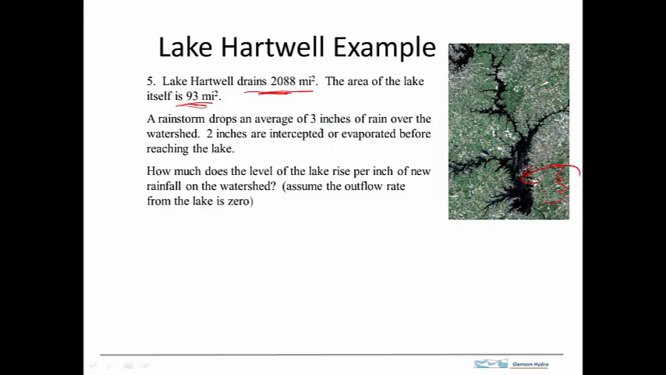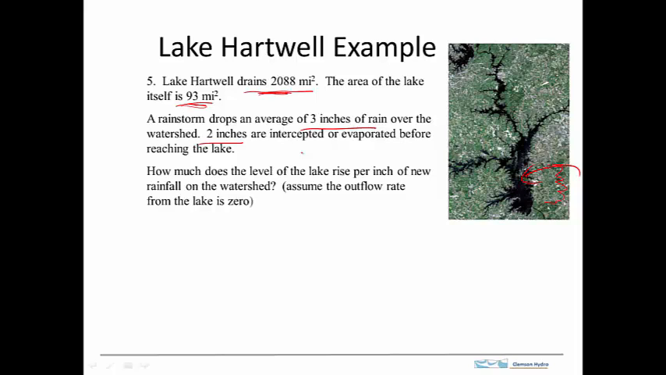So we have a rainfall of 3 inches, and 2 inches of that are intercepted or evaporated. 2/3, which is about a typical amount of ET, but 1/3 of the rainfall, 1 inch of water, makes it into the lake, and that causes the water level to rise.